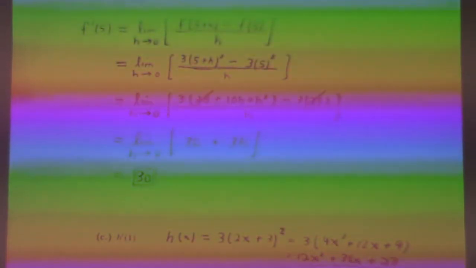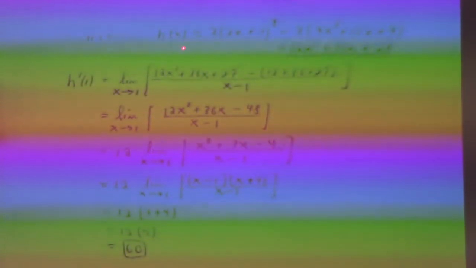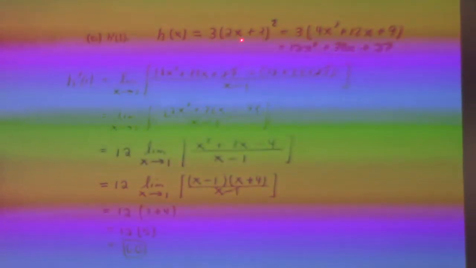And then part C of the problem said, okay, and also calculate h prime of 1. Now, h of x was formed by the composition of g of x and f of x. h of x is actually f of g of x. So it's 3 times the formula for g of x squared. And so when you work it out, it gives me 12x squared plus 36x minus 27. And this time, I did the limit as x goes to 1, I guess just to be different.